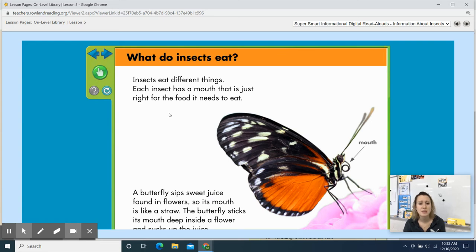What do insects eat? Insects eat different things. Each insect has a mouth that is just right for the food it needs to eat. A butterfly sips sweet juice found in flowers, so its mouth is like a straw. The butterfly sticks its mouth deep inside a flower and sucks up the juice. So you see the butterfly's mouth right now is all curled up. It's like a straw. Watch. You see it open up, and then its mouth goes down into the flower. It drinks the nectar. Nectar is the flower juice. Say nectar. Good.